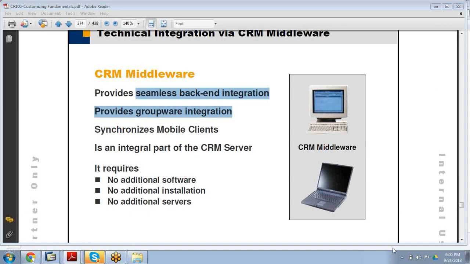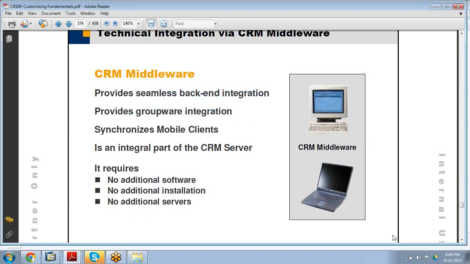Okay. So remember this, no additional installation, no additional servers. It is part and parcel of the architecture. Middleware is one of the middle level components within the architecture, if we can see.